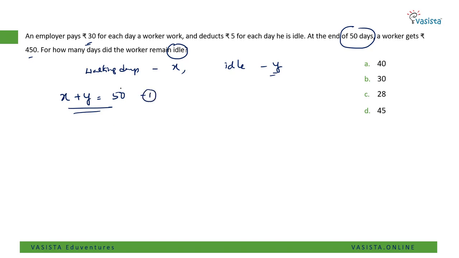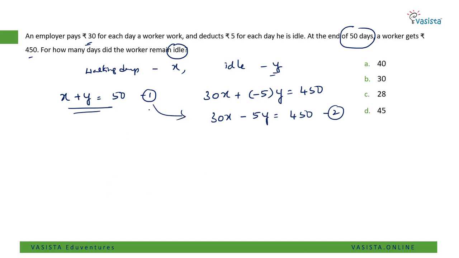Now, X means the working days. If an employee works, he is going to get 30 rupees, that is 30X. If he sits idle, he is going to get minus 5, that is minus 5Y, and the total he is going to get is 450 rupees. So 30X plus minus 5Y is equal to 450. Let me consider it as equation 2. Solving equations 1 and 2, you are going to get the answer.